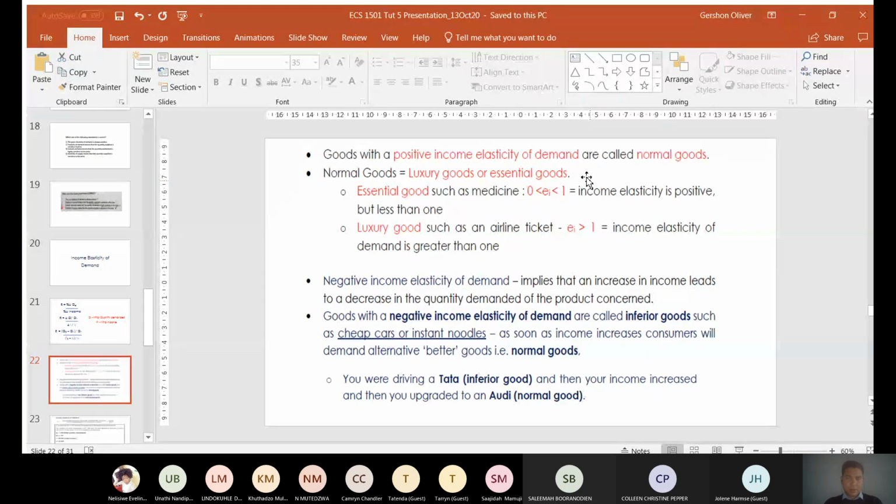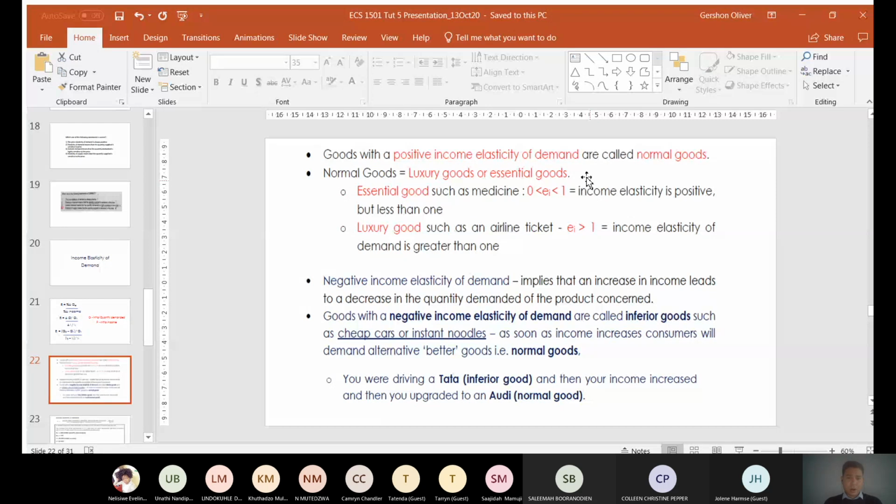In other words, if your income decreases, you're going to buy more inferior goods. Let's use a simple example. Instead of buying a toasted sandwich, you're going to buy 2-minute noodles. 2-minute noodles in this case is an inferior good. Once your income increases, you are going to reduce your consumption of inferior goods, and rather go for a nice, beautiful toasted tuna sandwich or chicken and mayo sandwich.